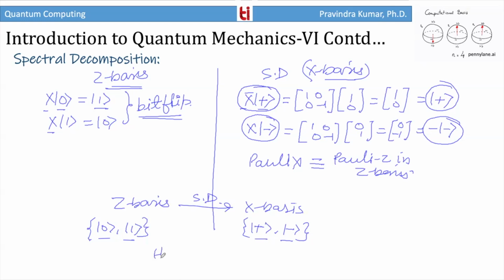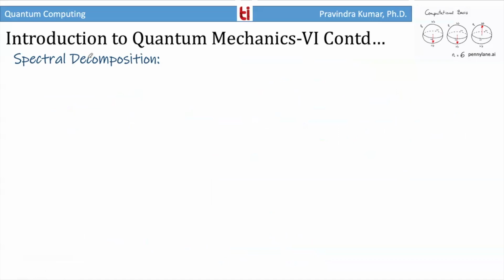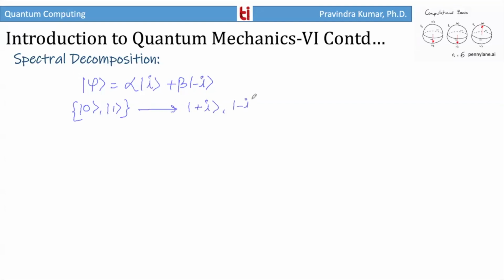Means if I apply Hadamard on |0>, I will get |+>, and if I apply Hadamard on |1>, I will get |->. Similarly, with measure Pauli Y or spectral decomposition of Pauli Y, the quantum state psi is represented as alpha |+i> plus beta |-i>, means the quantum basis |0> and |1> are changed into |+i> and |-i>.